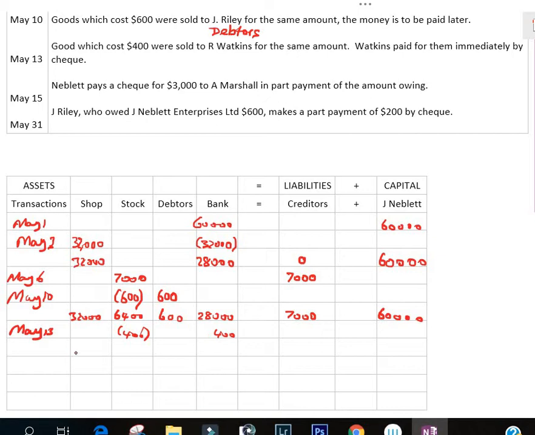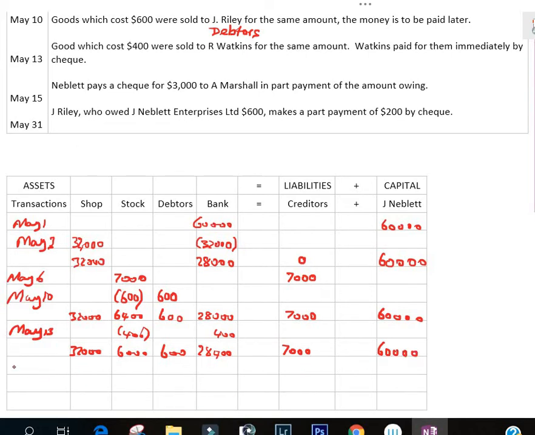Alright, so on May 13th, we still have in our possession the shop. We now have $6,000 worth of stock on hand. Riley still owes us money. He hasn't paid anything yet, and now we have $28,400 in cash and we have not paid off any of our liabilities, so the liability still comes down, and we have not withdrawn any money from the company to our personal account, so therefore our capital is still the same.